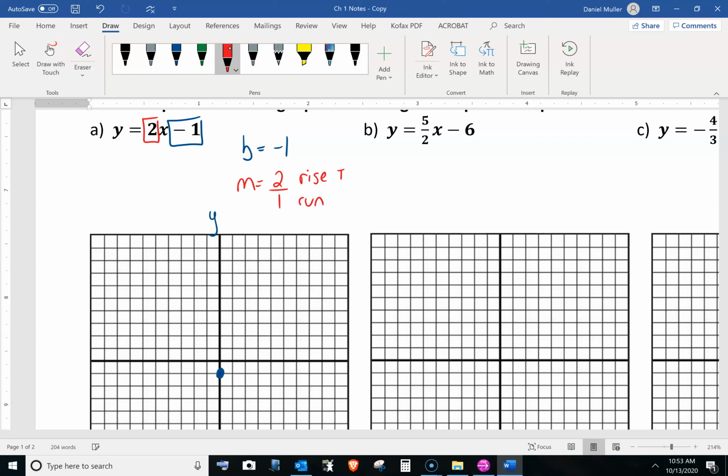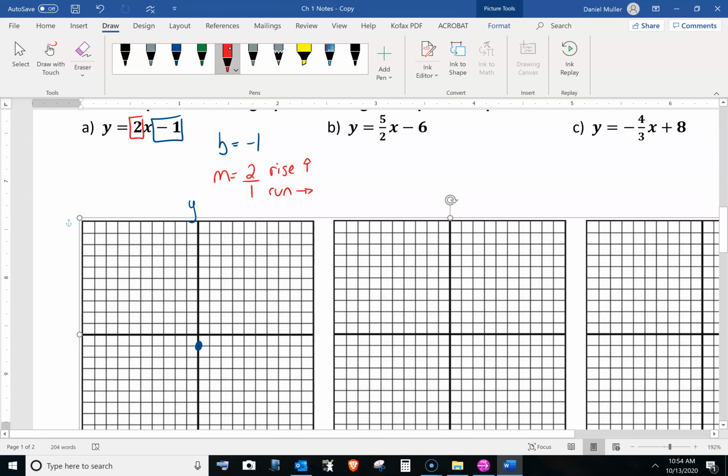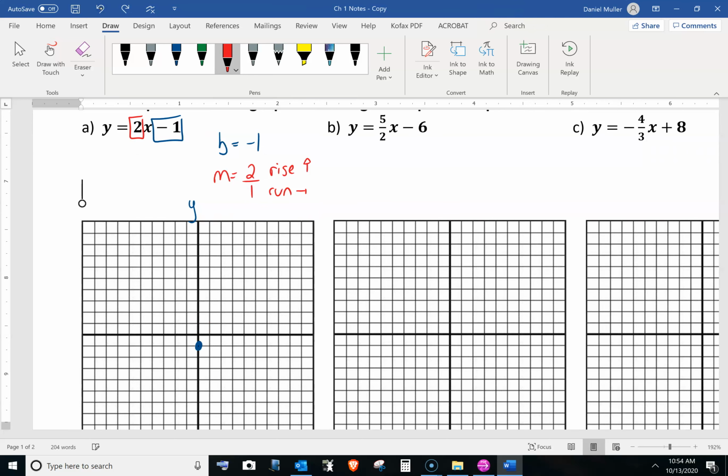Now, it's a positive 2. So that means we're going to head up because positive numbers head up. And it's a positive 1, which means we go to the right. So if it's a negative up top, negative means we head down. If it's a negative on the bottom, that means we go to the left. So maybe we'll write that down in a moment, but let's start by saying, okay, we'll start at our y-intercept. We're going to go up 2 and then over 1.